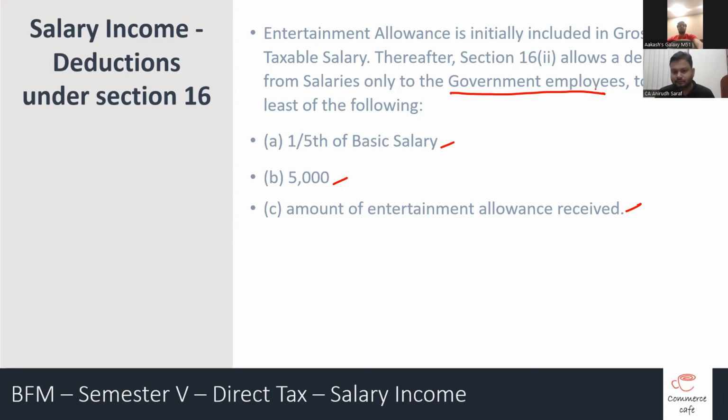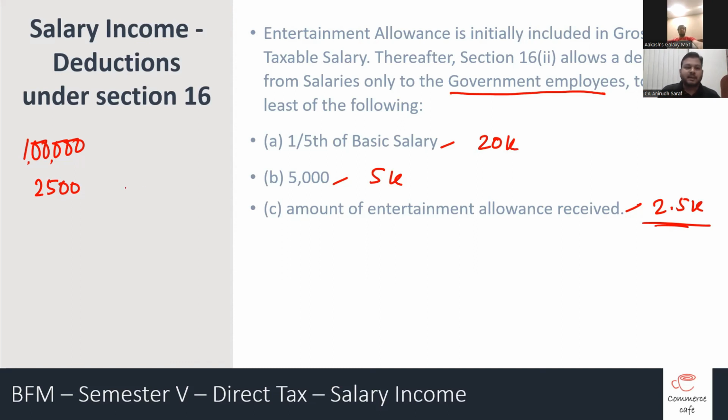So suppose the basic salary is 1 lakh, and the amount received is 2,500. Now tell me, how much will be the deduction for entertainment allowance? How much is 1/5 of the basic salary? 20,000. And this amount is 5,000. And the amount of allowance actually received is 2.5 thousand. Out of these three, whichever is the lowest, which is the lowest? 2,500. So that will be the amount of deduction.